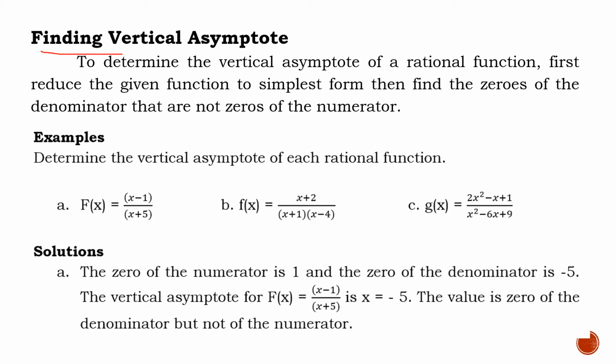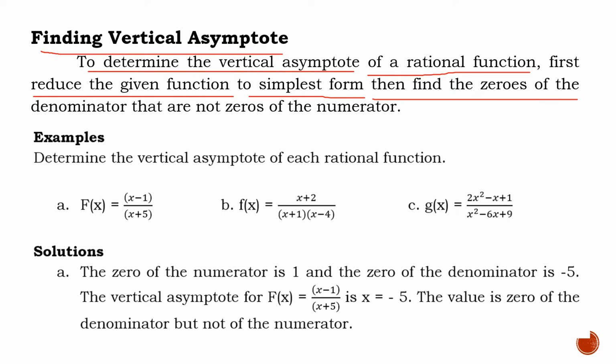So to determine the vertical asymptote of a rational function, first reduce the given function to simplest form, then find the zeros of the denominator that are not zeros of the numerator.